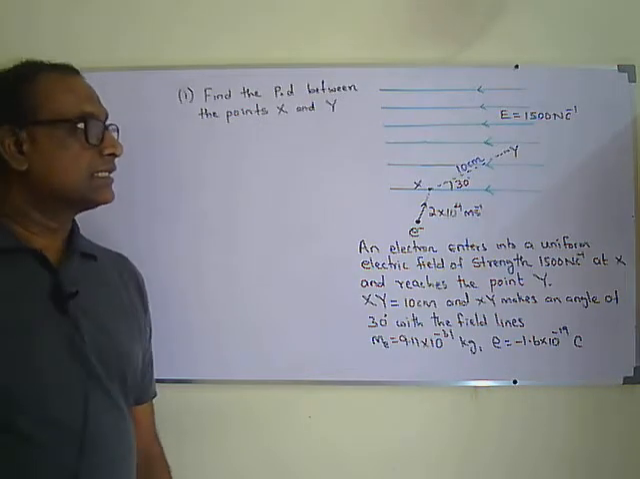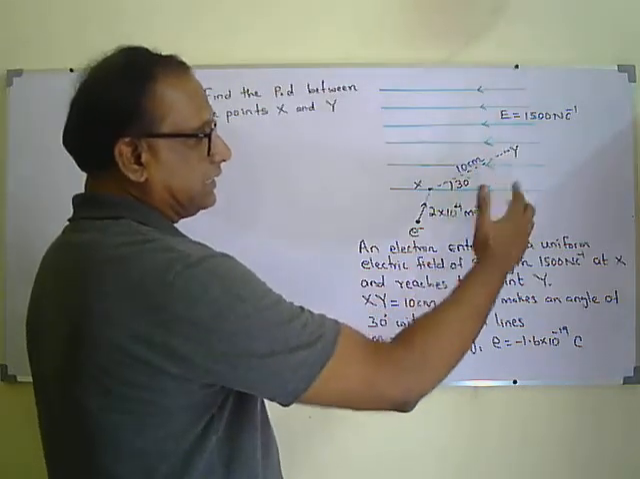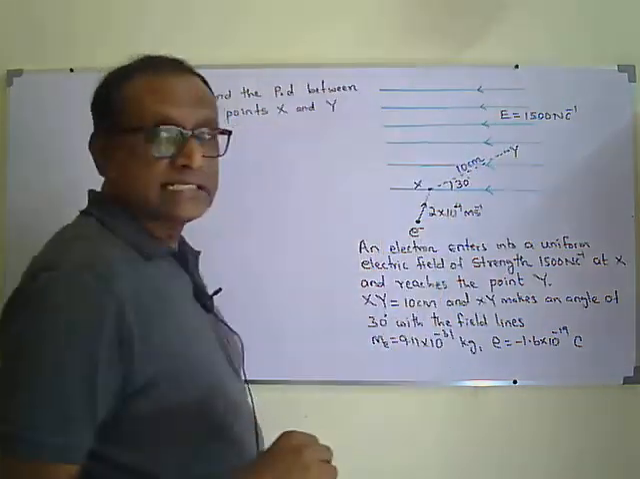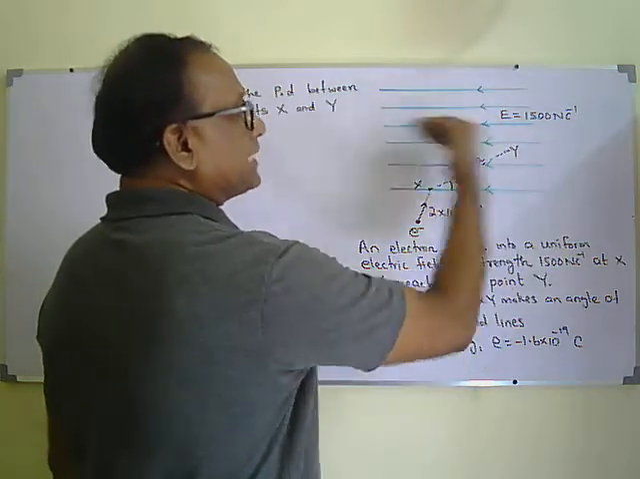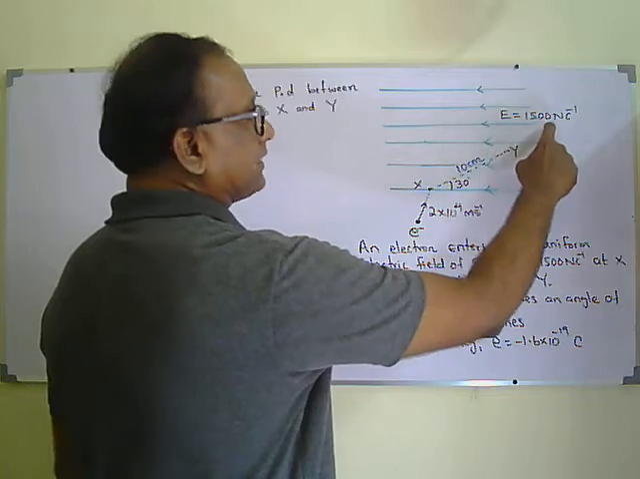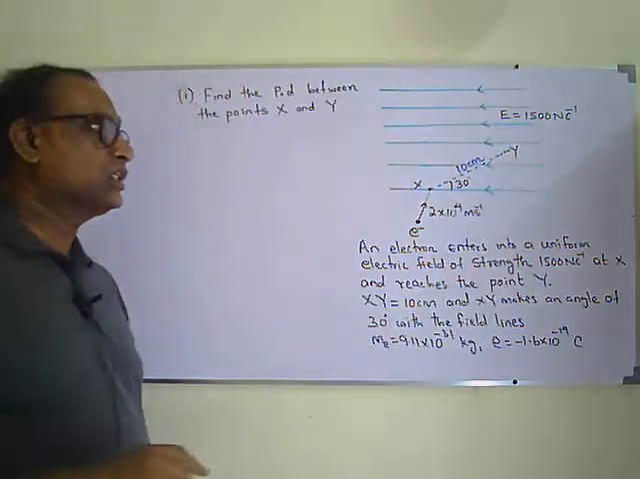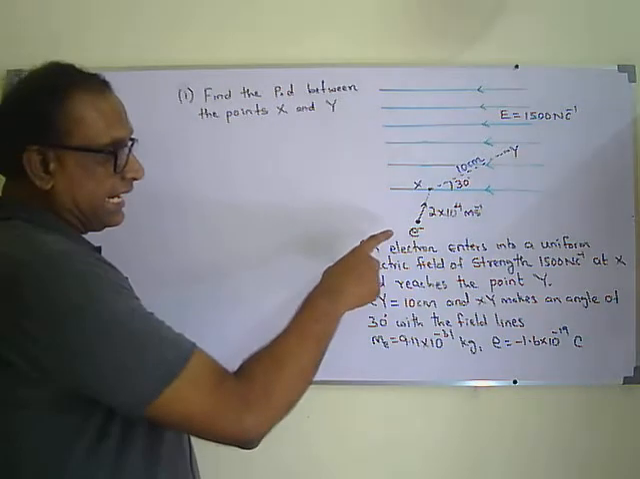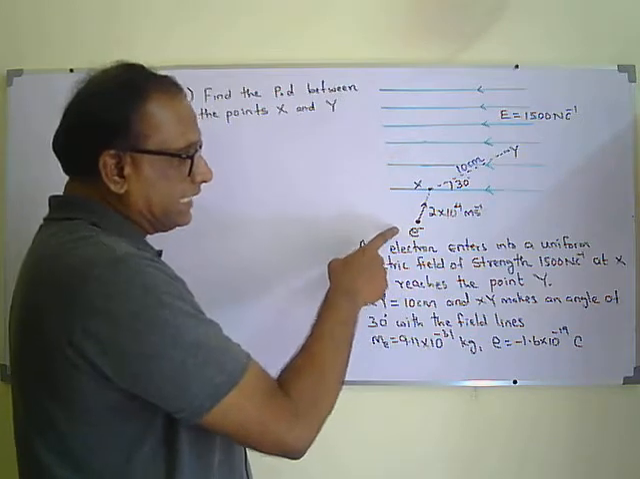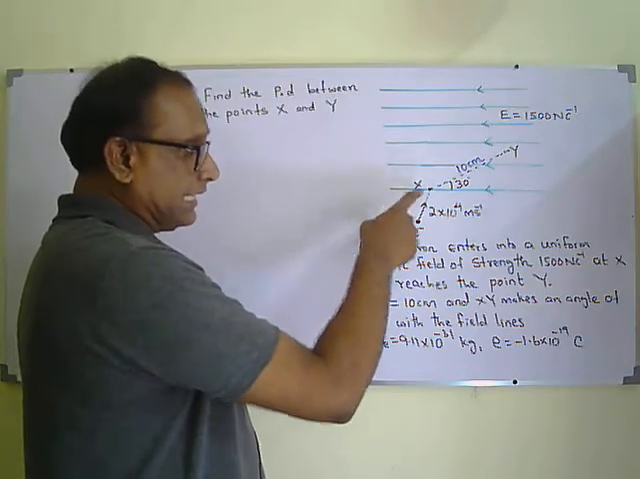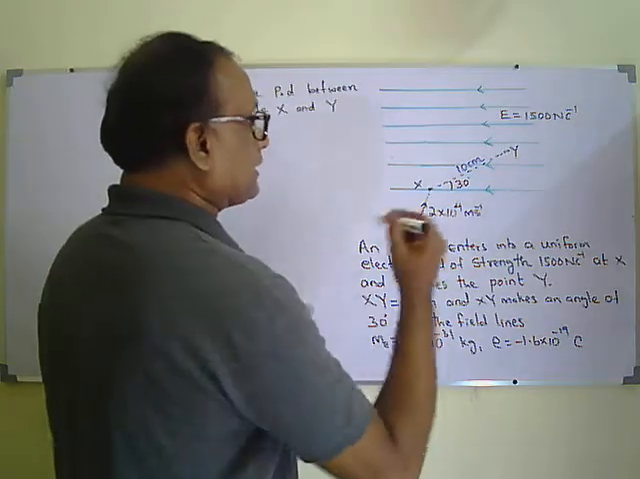Okay, we'll discuss this question. So it's a uniform electric field. The field lines are parallel to each other and the field is directed towards the left, and the electric field strength in this uniform electric field is 1500 Newton per Coulomb. An electron is entering, now the electric field is starting at this line, right? So an electron enters the electric field at point X at a speed of 2 × 10^4 meter per second.